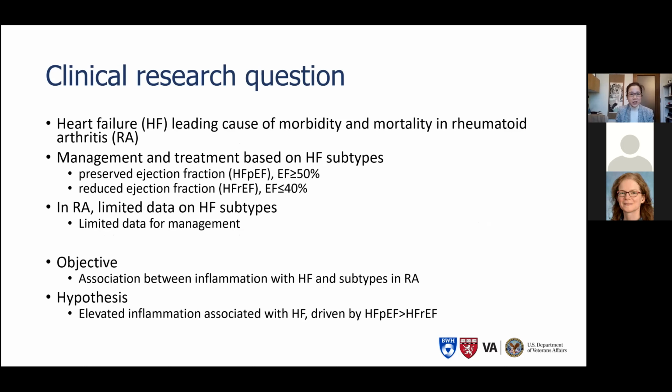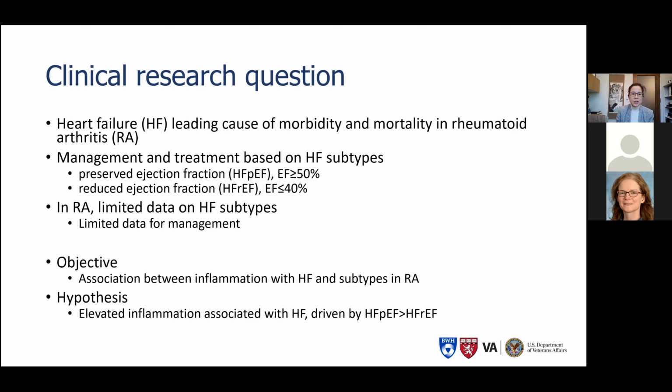So I thought I'd start with the clinical question. As Amanda mentioned, my interest is in RA and cardiovascular disease. And over time, as I've been studying this, I realized we should know more than we do about heart failure, which is a leading cause of morbidity and mortality in RA. In general cardiology, the field has advanced quite a bit, where treatment and management differ depending on what kind of heart failure you have, either heart failure with preserved ejection fraction or heart failure with reduced ejection fraction. When we went to look at the literature, there were definitely some studies, but very limited studies on heart failure subtypes in RA, and even more limited data on whether we should be doing anything different for management.